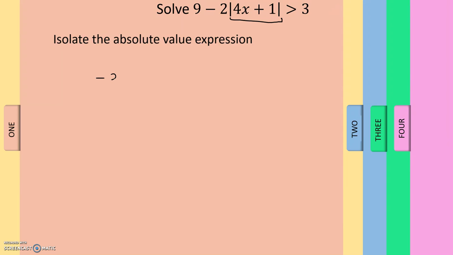So negative 2 modulus of 4x plus 1 greater than 3 minus 9, which is negative 6. Divide both sides by negative 2 because I only need the modulus on the left hand side. So modulus of 4x plus 1 is less than negative 6 over negative 2, which is positive 3. So I already isolated my absolute value.